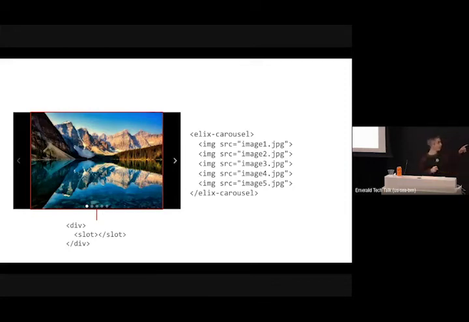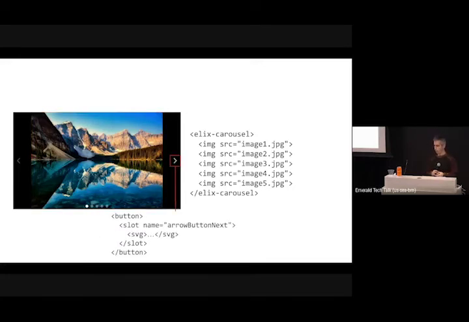And that slot doesn't have any attributes, so that's called the default slot. That's where all those light DOM elements, those images, are going to end up. But there's other things going on in this page. So we've got that little right arrow button. We can wrap that in a slot as well. So we can give it a name, arrow button next. We can put our SVG icon inside of it and stick that whole thing inside of the button.